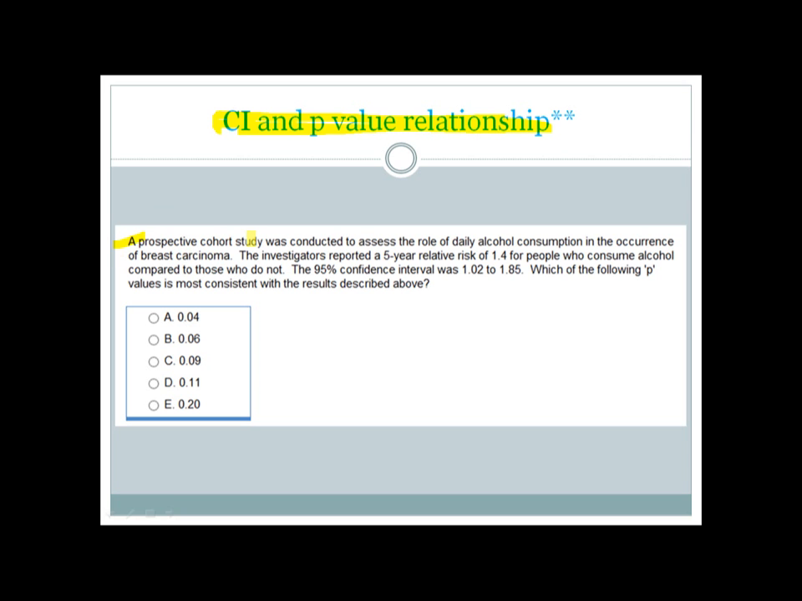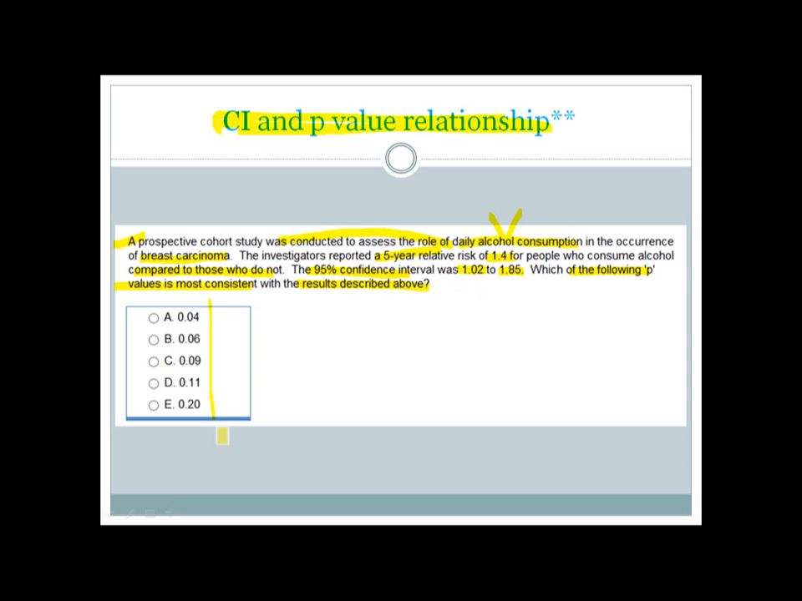A prospective cohort study was conducted to assess the role of daily alcohol consumption in the occurrence of breast carcinoma. So this is the risk factor and this is the outcome. The investigator reported a 5-year relative risk of 1.4 for people who consume alcohol compared to those who do not. The 95% confidence interval was 1.02 to 1.85. Which of the following p-values is most consistent with the result described above?